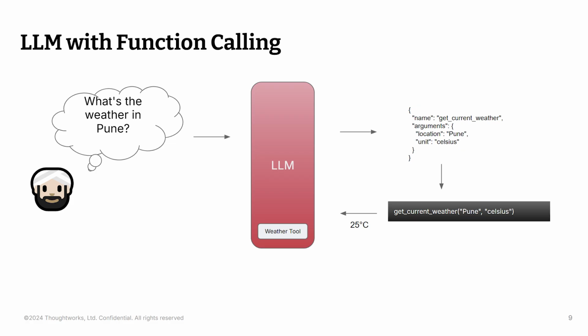Now I take that 25 degrees Celsius answer and give it back to the LLM. And now what happens is the LLM has the context of the original question. It knows what I have asked, and it will give me back the answer that it's actually 25 degrees Celsius in Pune, right? Cool. So that is function calling.